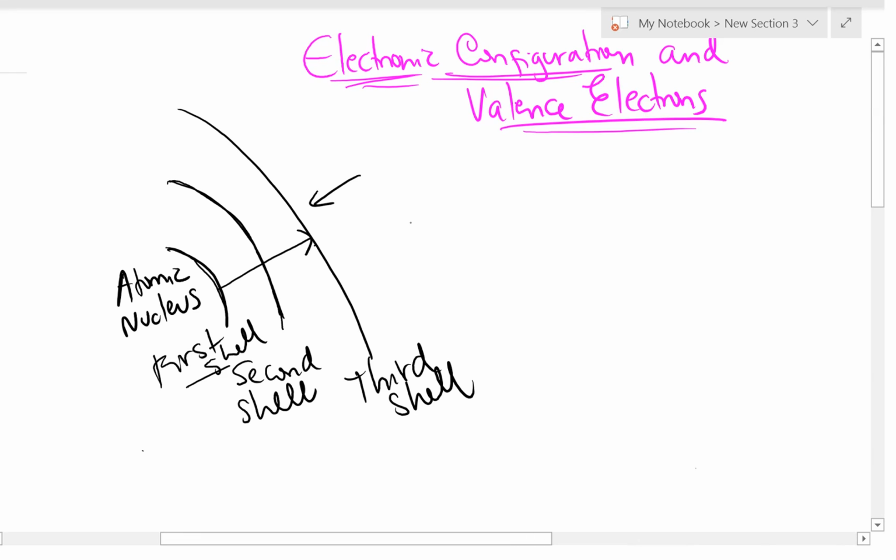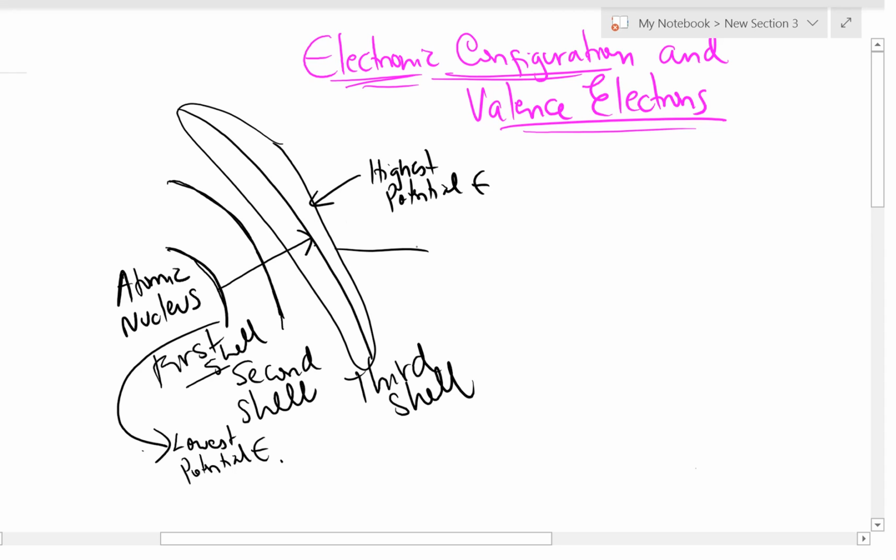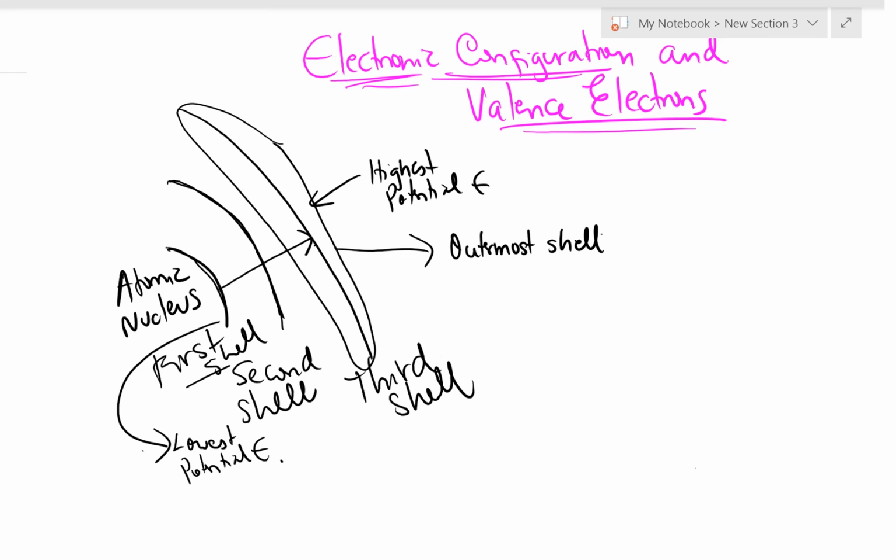This region right here is going to have the highest potential energy, and this region right here is going to have the lowest potential energy. This region right here is called the outermost shell. This region is really important because only in this region are we going to find all the electrons that can be shared or transferred from atom to atom in order to make bonds. The outermost shell is also important because the chemical behavior of atoms depends mostly on the number of electrons in this region, the outermost shell.